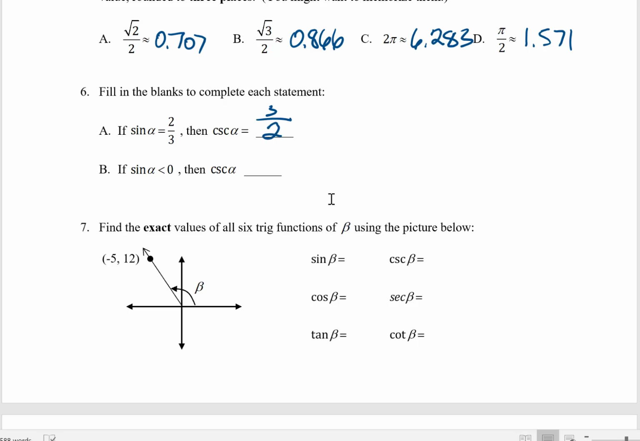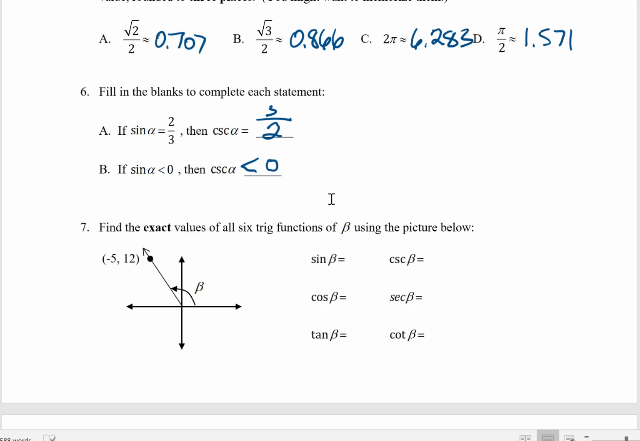Letter B, what if all we knew was that the sine ratio comes out negative, it's less than 0? Can we say anything about the cosecant ratio? Well, again, it's just the reciprocal. When you reciprocate a negative number, all that happens is the top and bottom switch places, so the sign, S-I-G-N, is not going to change. If the sine ratio is negative, then the cosecant ratio will also be negative.